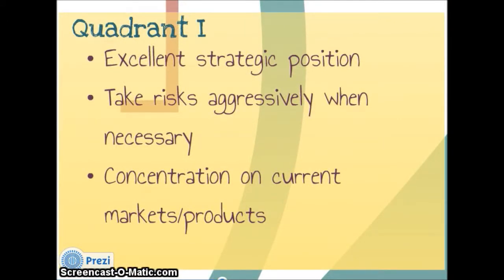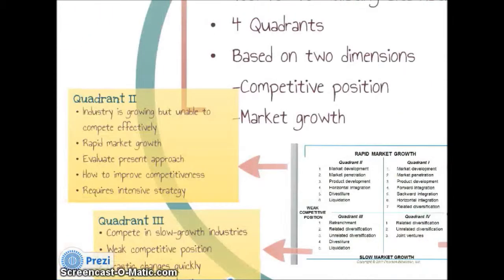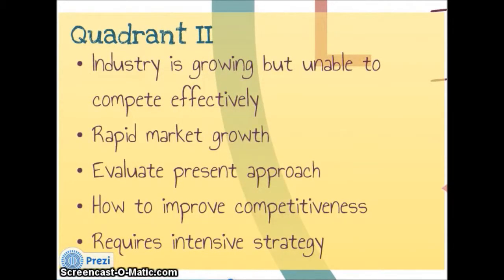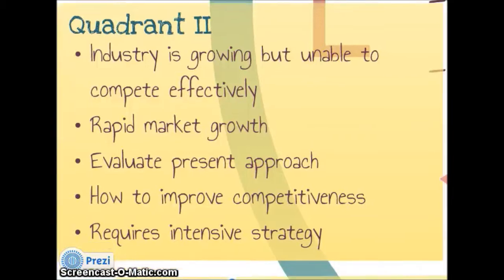Now let us discuss each quadrant. Firms or products in quadrant 1 are those who have excellent strategic position and they can take risks aggressively when necessary. For firms and products in quadrant 1, continuing concentration on current markets and products is an appropriate strategy. Firms or products in quadrant 2 are those whose industry is growing but they are unable to compete effectively. Firms and products in quadrant 2 need to evaluate their present approach and think of ways to improve competitiveness. Also, it requires intensive strategy.